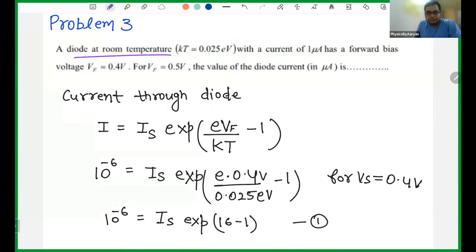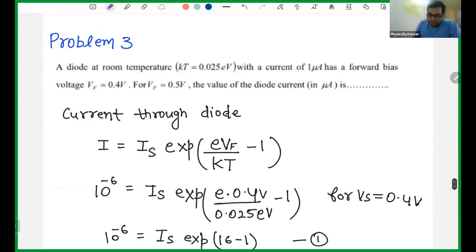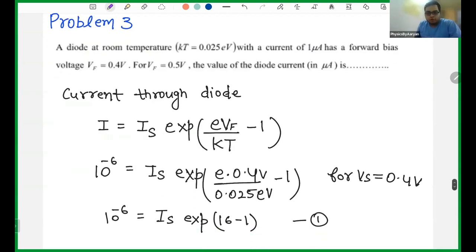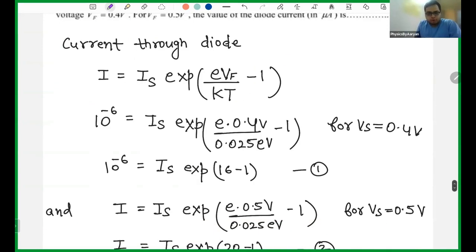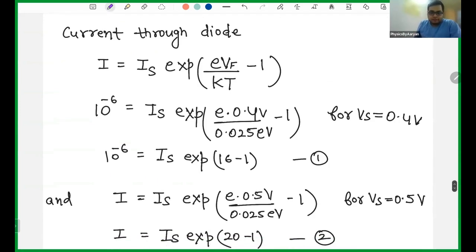The next question says a diode at room temperature is given, and the value of KT is given as 0.025 volt. It says that it will have 1 microampere current when the voltage is 0.4. What will be the current when the voltage is 0.5? The current through the diode formula we already know: I equals IS exponential (eVF divided by KT) minus 1, where VF is the voltage that we apply. I don't need to know IS, and you will know why.